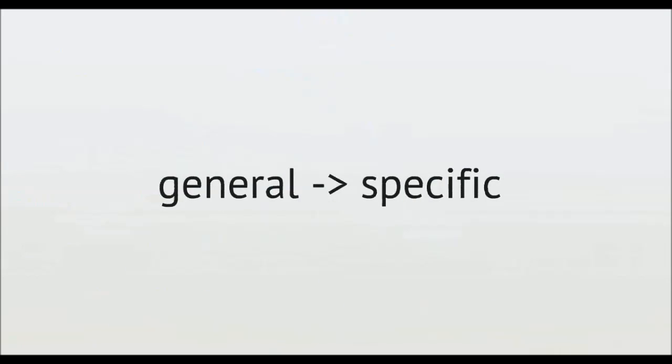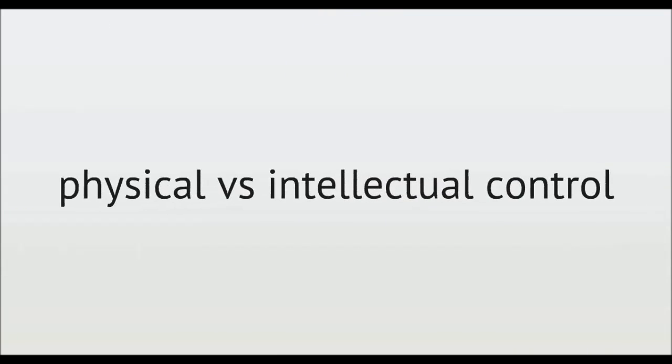For description, you also want to proceed from the general to the specific. It should reflect the arrangement. And we also talked about physical versus intellectual control. So even if you do need to physically separate some of your archival items from each other, the intellectual control via the arrangement or the description means that you haven't lost any of that contextual meaning.